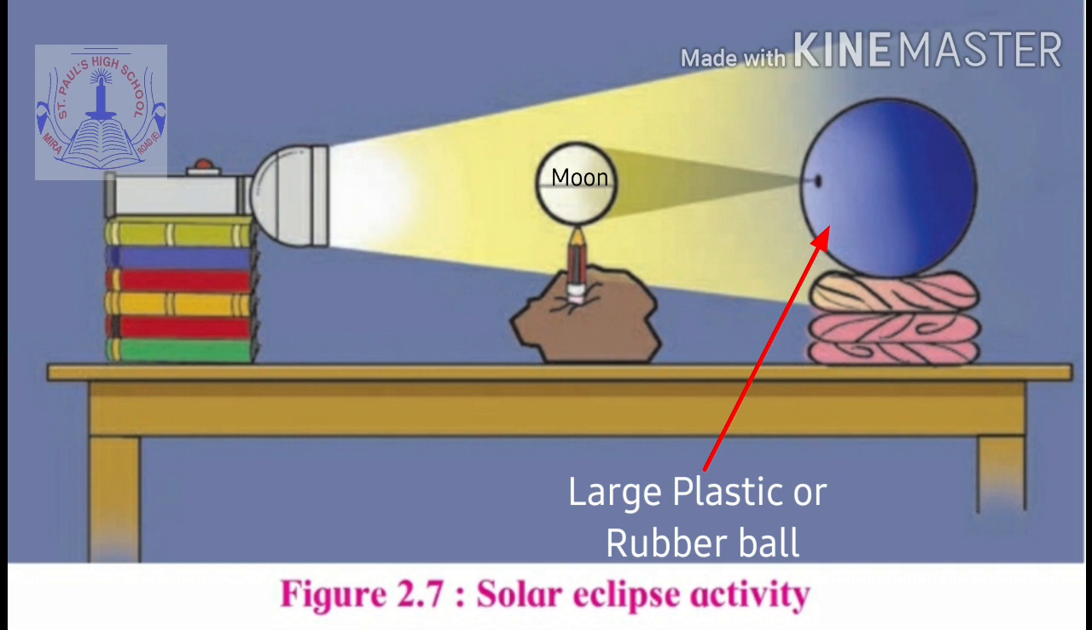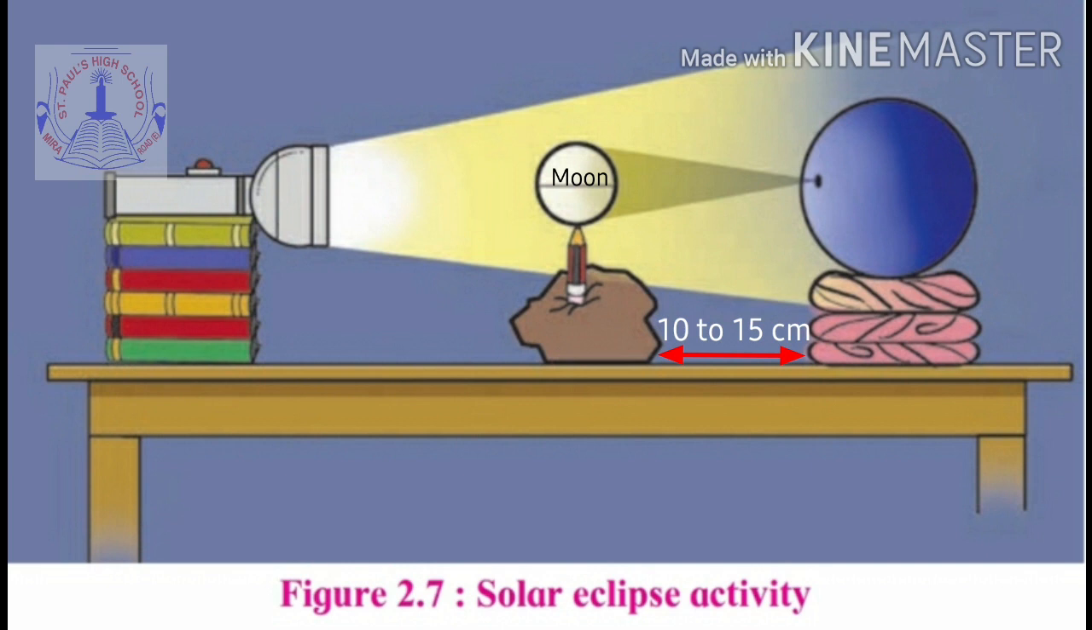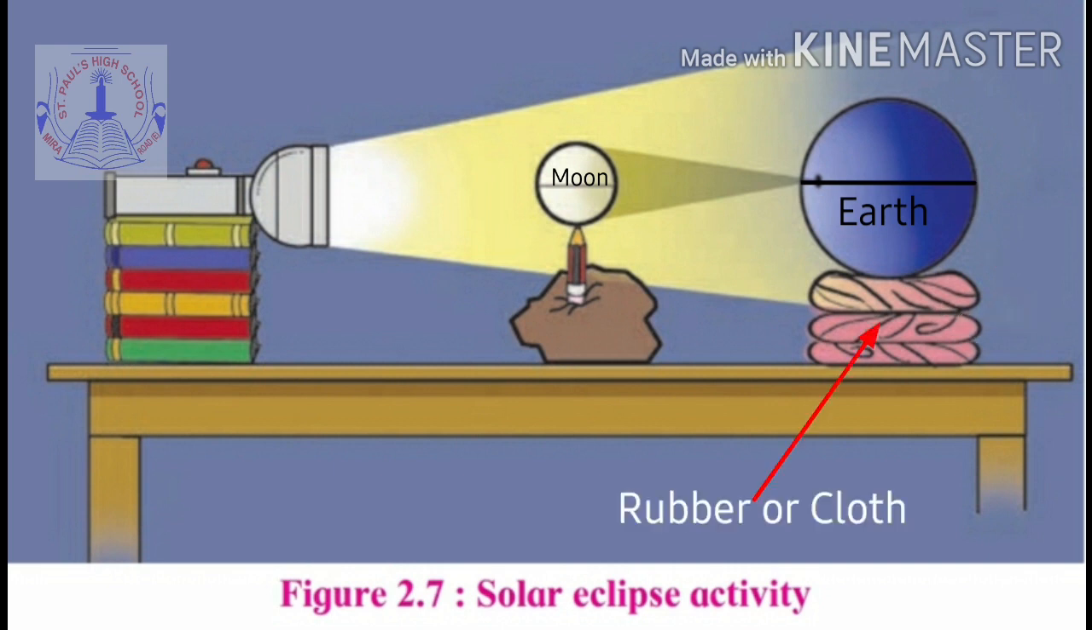Now place a large plastic or rubber ball at a distance of 10 to 15 cm from this moon. Let this larger ball be the earth. Draw a circle along the midline of this ball too, using a pencil in the center. Let this be the equator. Keep the ball steady using a rubber or a cloth ring. Arrange the balls representing the earth and the moon in such a way that the circle drawn on the moon will be in the plane of the equator of the earth.